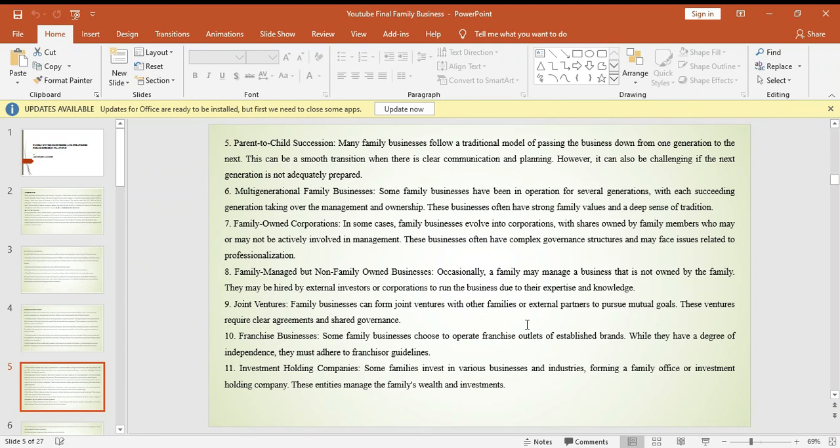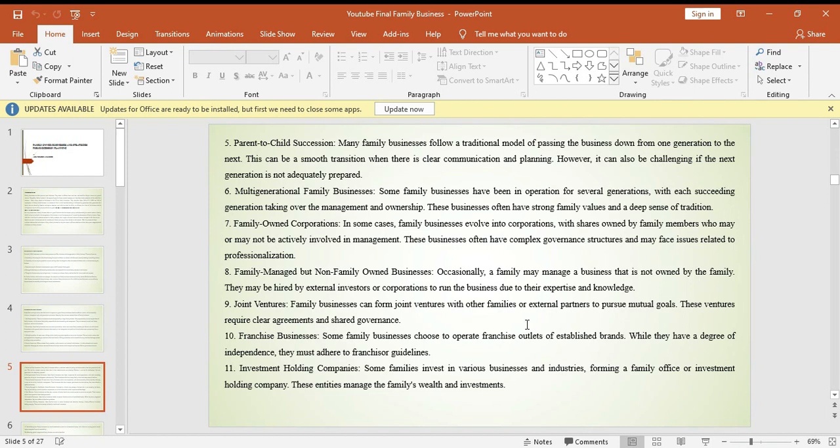Five, parent to child succession. Many family businesses follow a traditional model of passing the business down from one generation to the next. This can be a smooth transition where there is clear communication and planning. However, it can also be challenging if the next generation is not adequately prepared.